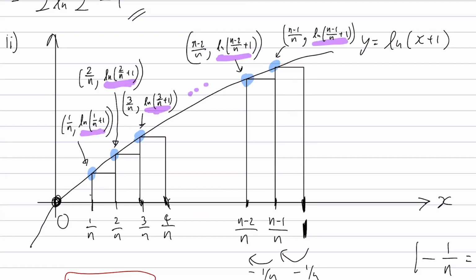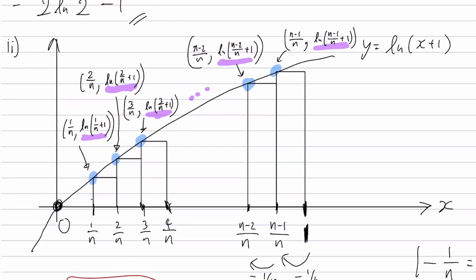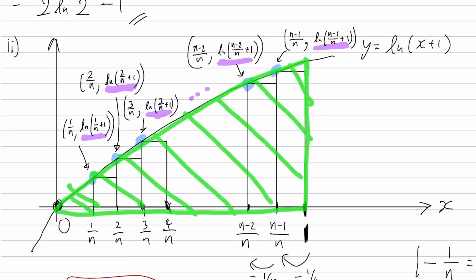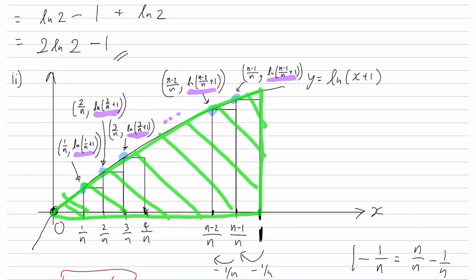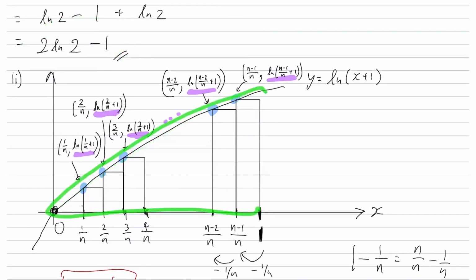Okay, so let's read the question first. The diagram shows the graph of this function, with n minus 1 rectangles approximating the area under the curve between x equals 0 and x equals 1. So there is this exact area here. What's the exact area again, by the way? The area under the curve, integrating, which is part 1 here. Yes, 2 ln 2 minus 1. This exact area is 2 ln 2 minus 1.